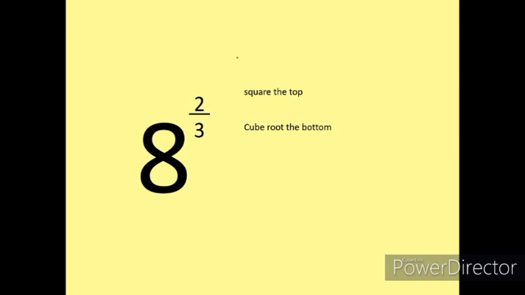So 8 to the power of 2/3. Now I could square the top first and cube root the bottom. I'm going to do that just for the sake of it. So square the top, 8 squared is 64. And then if I do the cube root of 64, it's going to be 4. Okay, the answer is 4.